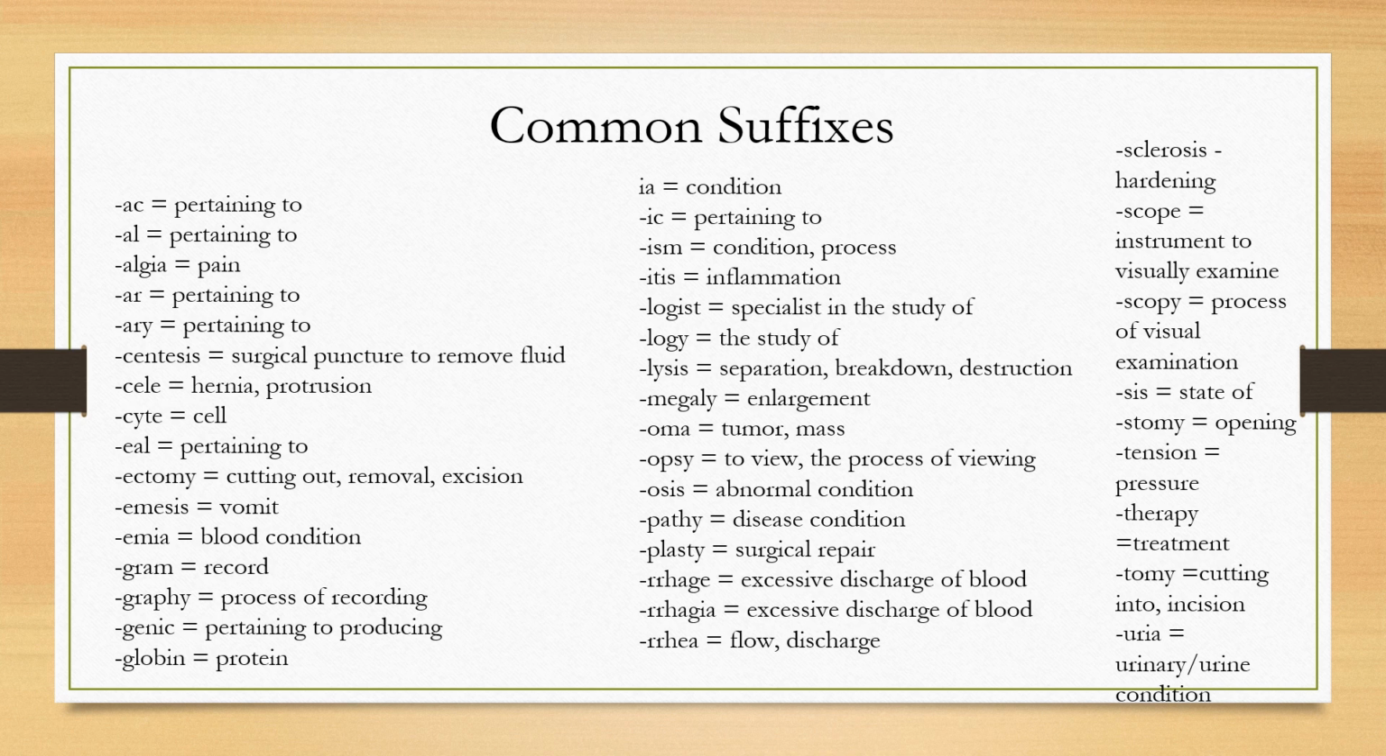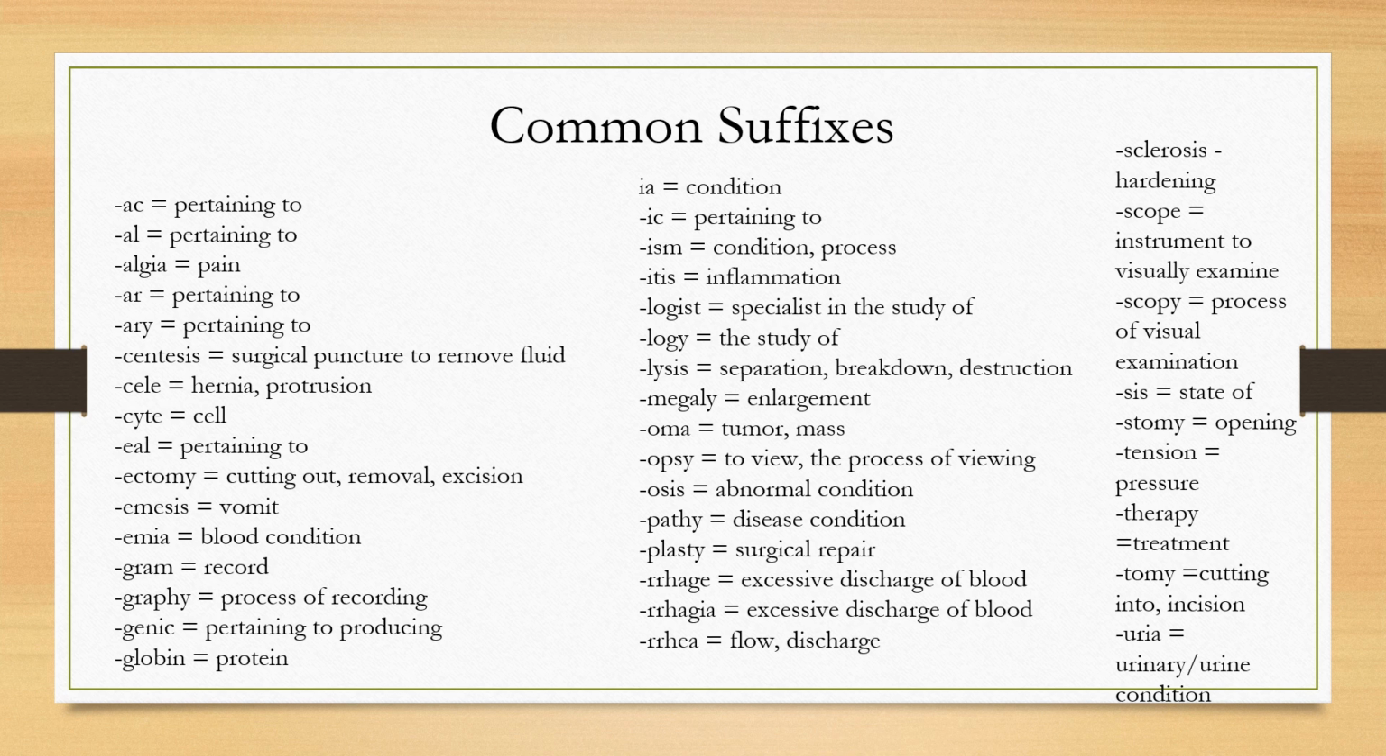Centesis, this is a surgical puncture to remove fluid. Anytime you see cele, these are actually a hernia. So what a hernia is, it's either fat or an organ or something protruding through a muscular wall that shouldn't. Specifically, you see this with the abdominal cavity a lot, or sadly for men, it winds up happening around their testicles a lot.